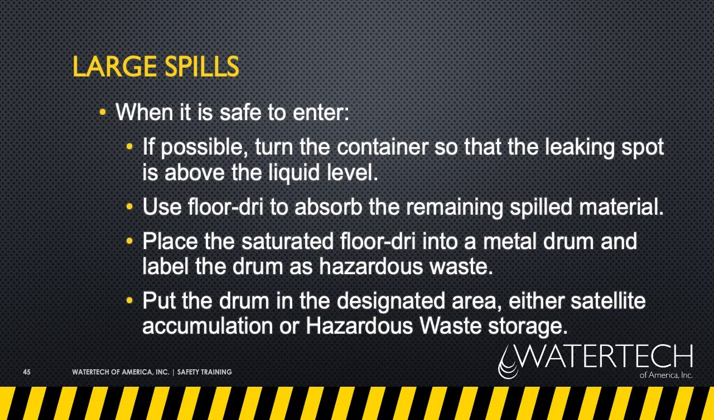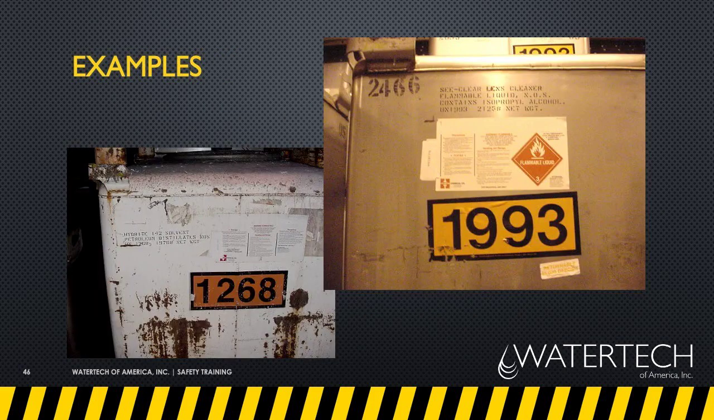When it is safe to enter, turn the container so that the leaking spot is above the liquid. If you have a leak on the bottom, turn the drum on its side. Use floor dry to absorb the spill. Place the saturated floor dry sock into a metal drum and label the drum as hazardous waste. Here are some examples of flammables.